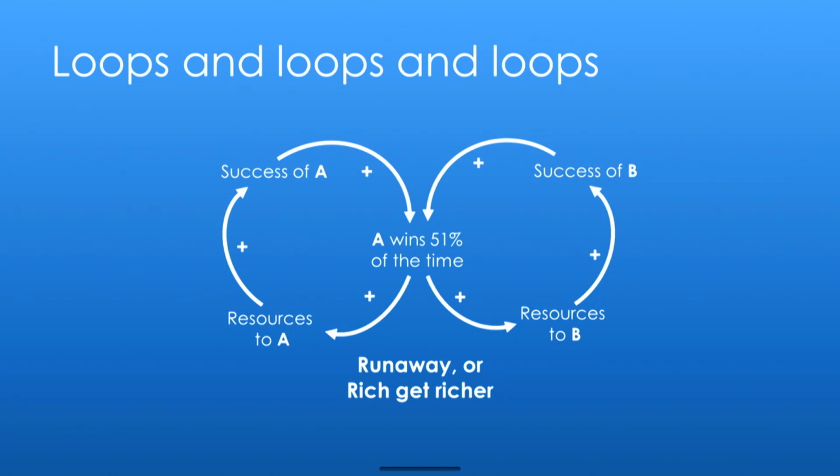Beyond that, we have the runaway, or the rich get richer. You can show that if you have two loops, A and B, both trying to do something and both having success, if the odds are just slightly in favor of A, then A will hyperbolically win and B will hyperbolically lose. It's inevitable, but yet people go to Las Vegas anyway.